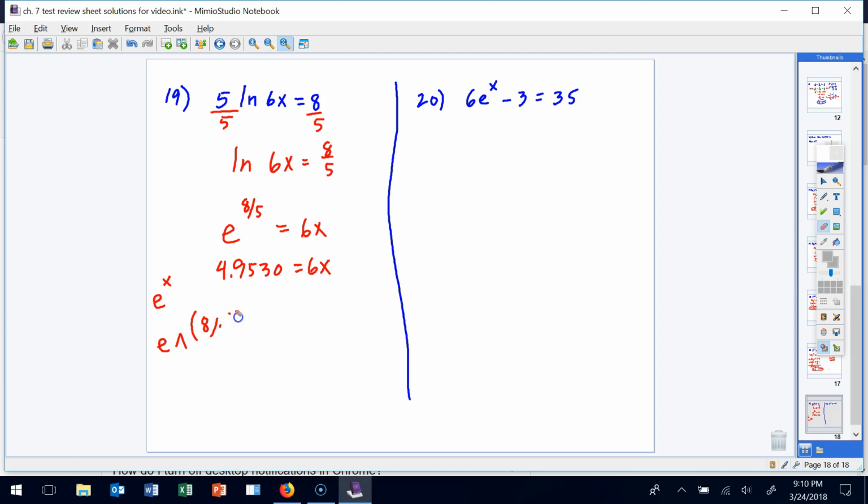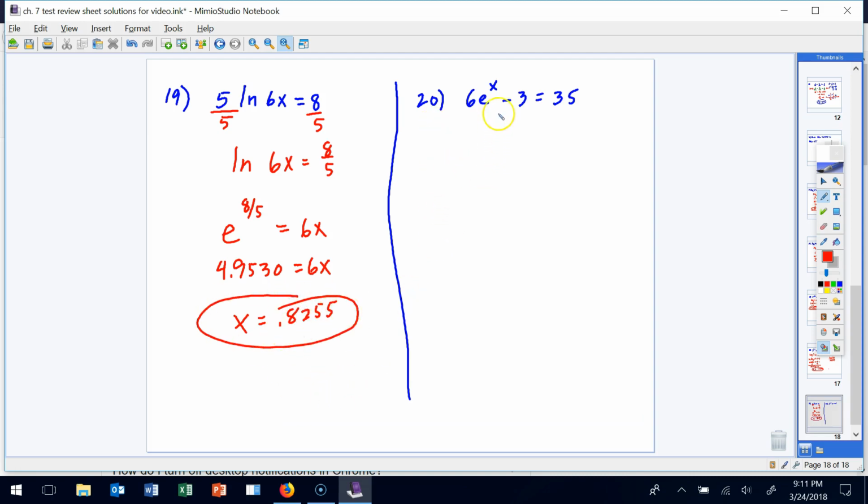And now we'll get our solution, dividing that decimal by 6. And we'll get our answer. Okay. 0.8255. And that's our answer for 19.